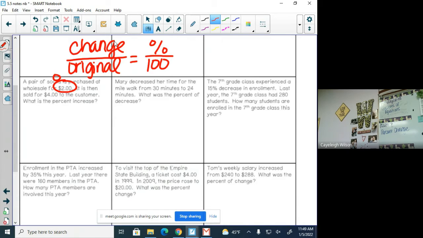What was the new cost that they told people to buy it for? $4. So this is my new. And they want to know what is the percent increase. When I look at the formula, I'm missing the change. To find the change, I always do what with the numbers? Subtract. So $4 minus $2, the change is $2. I'm going to put a C next to it because that's how much it changed by. Before you pick up your pencil, you write stuff down.